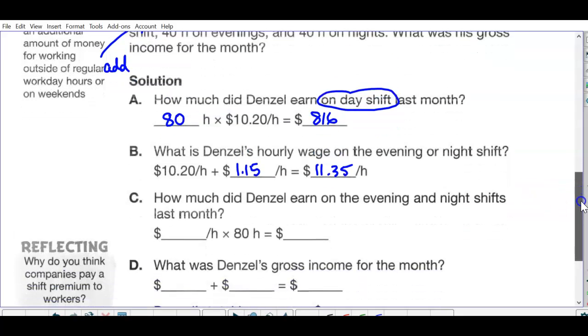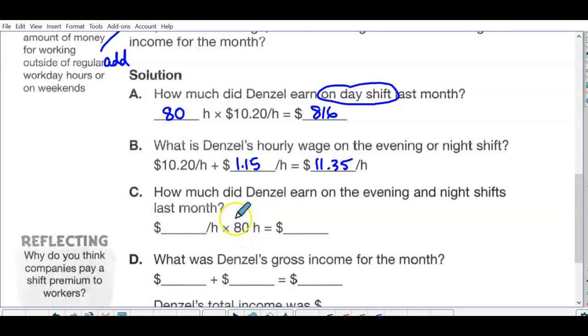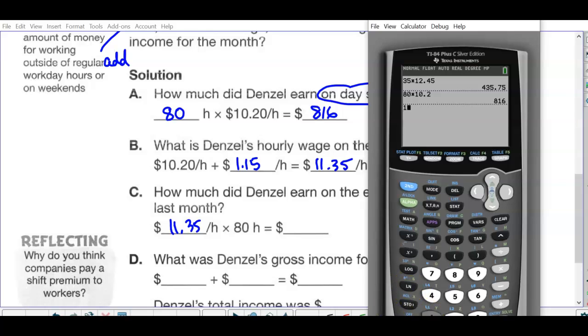How much will you earn on the evening and night shifts? Well, total hours, they already put it in here, 40 of each, so that's 80 hours, $11.35. So my calculator, $11.35 times 80 is $908.